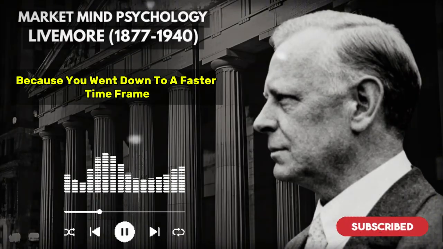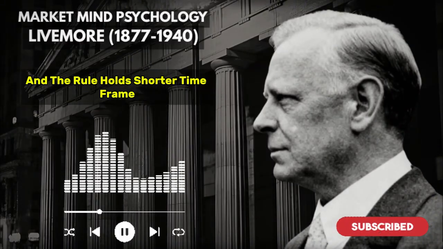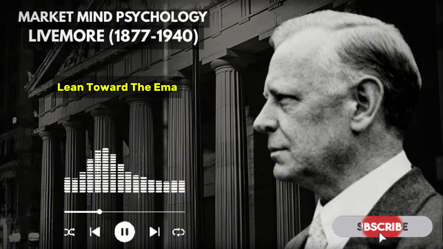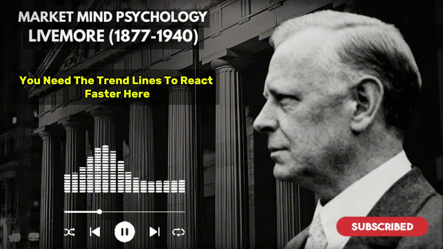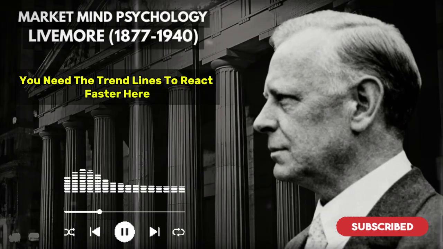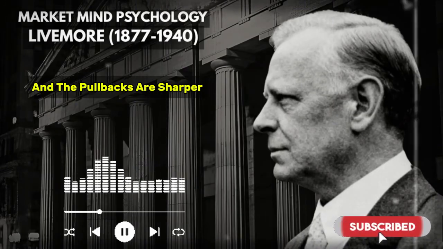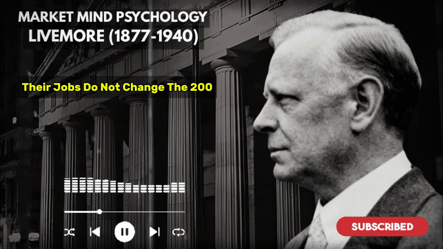Why? Because you went down to a faster time frame and the rule holds. Shorter time frame, lean toward the EMA. You need the trend lines to react faster here because the moves are quicker and the pullbacks are sharper. Their jobs do not change.